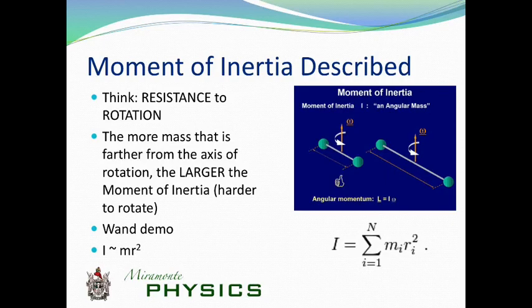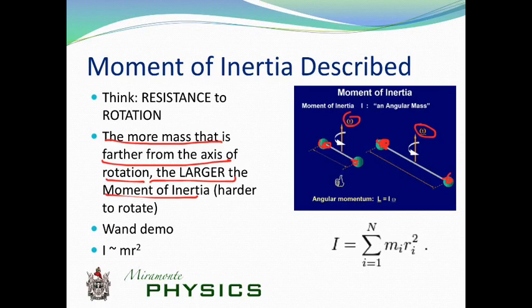Here's the key. The more mass that is farther from the axis of rotation, the larger the moment of inertia. In other words, the harder it is to get it to spin. So this one out here, to get it to go at the same angular velocity, is going to require a lot more torque. This one out here, the moment of inertia is smaller, so it's easier to spin.